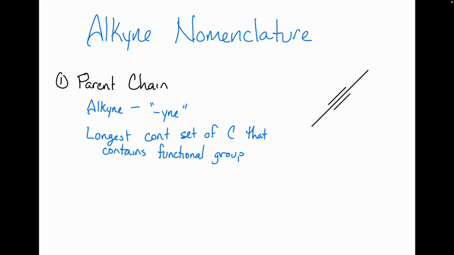All right, so same thing we were doing with alkenes. We're going to find the longest continuous set of carbons that contains that triple bond functional group. So that would be 1, 2, 3, 4 carbons in this molecule. So what prefix do we use for 4 carbons? But. And now we have our new suffix "-yne". So this would be butyne.